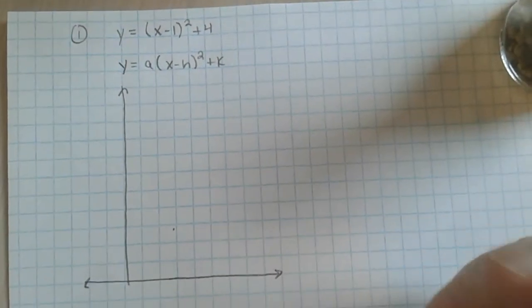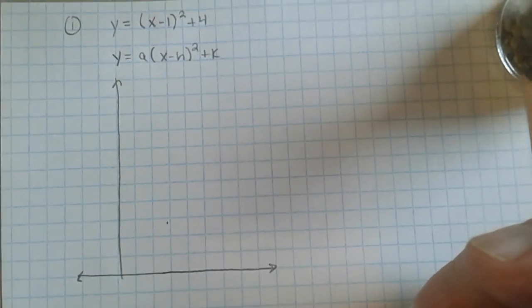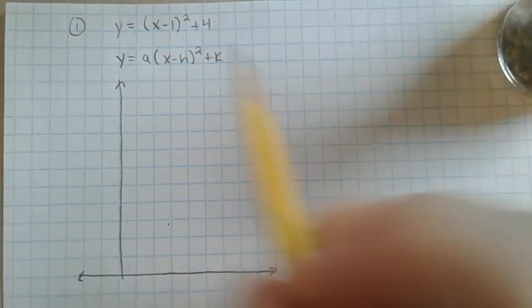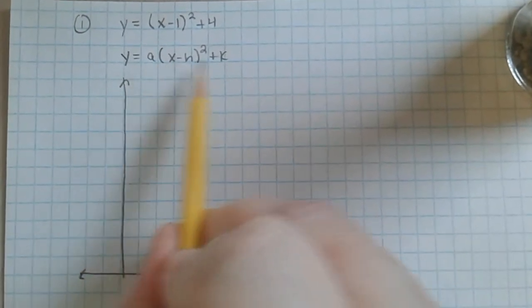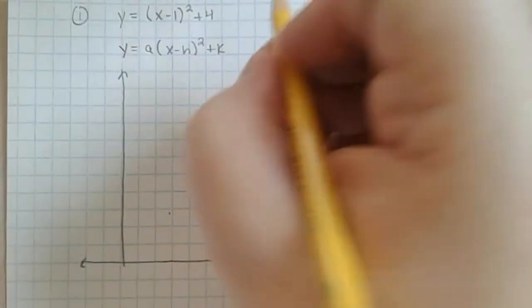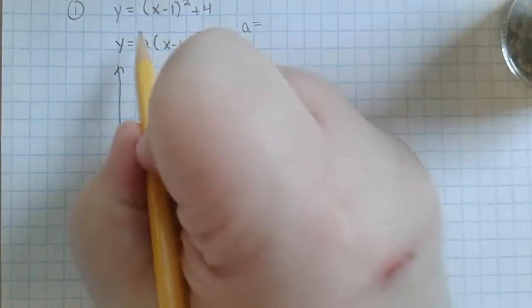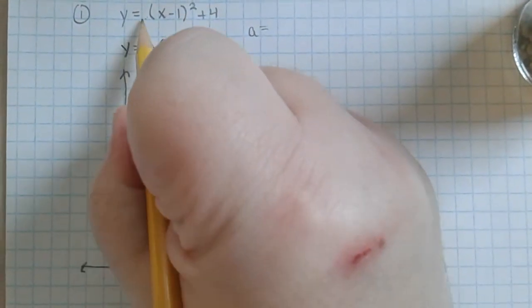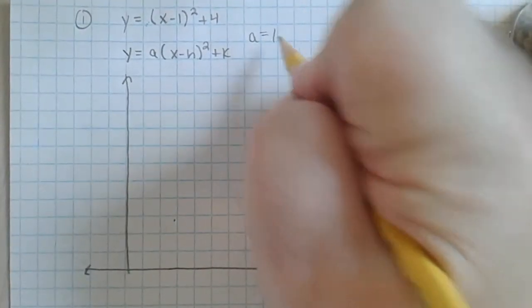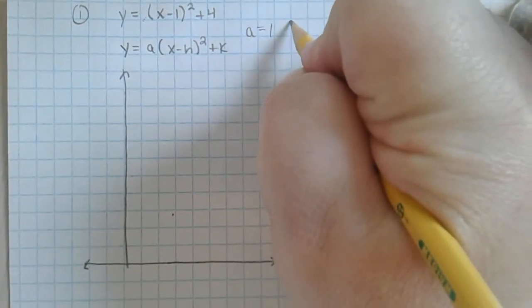Okay, here's number one from our homework. y equals (x minus 1) squared plus 4. So I wrote the general form right underneath it, so that should help us be able to identify the a, the h, and the k. A is always what's in front of the parentheses. There's nothing there, so we assume it's a 1, just like the first example in our notes.